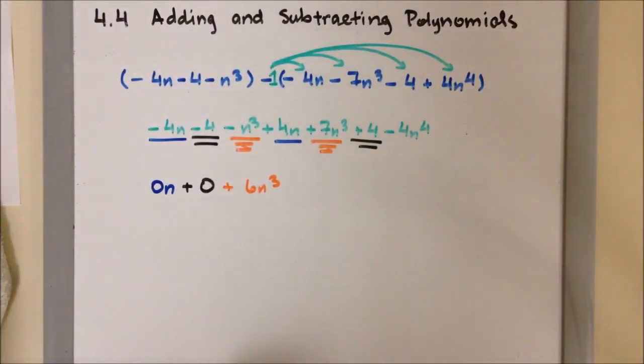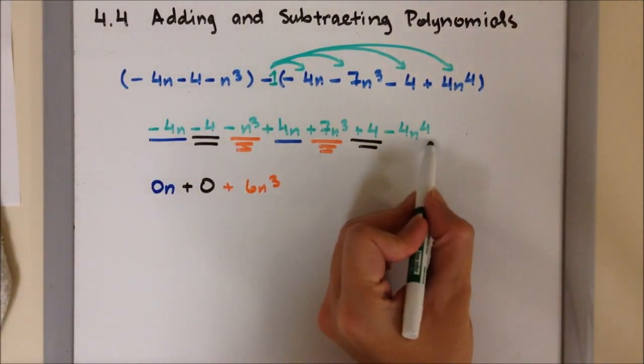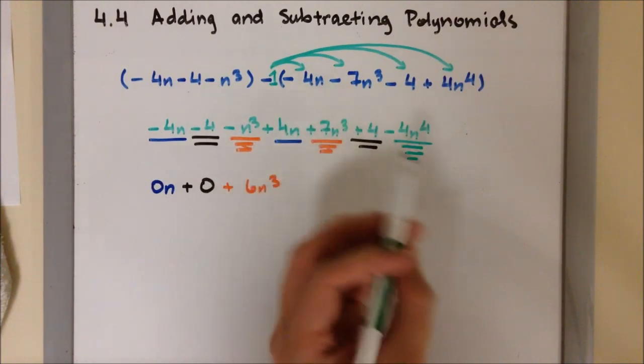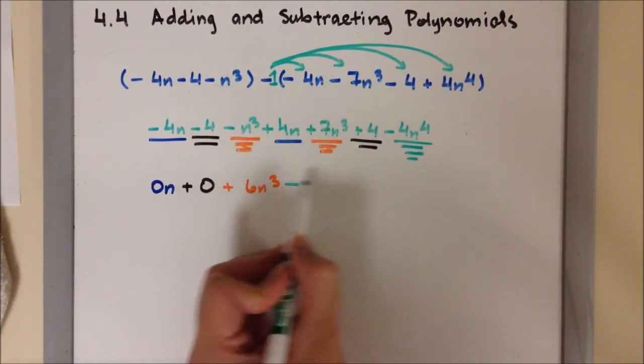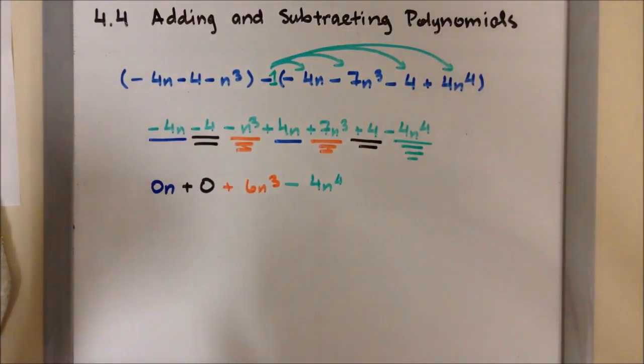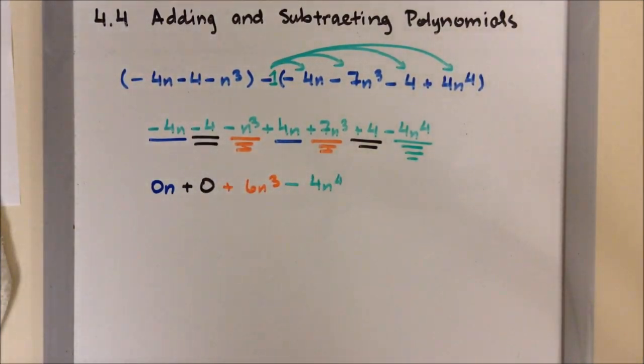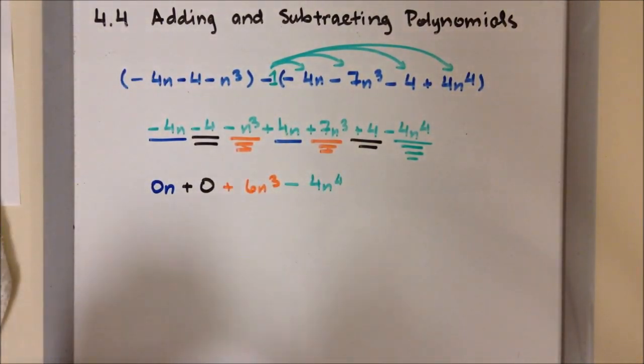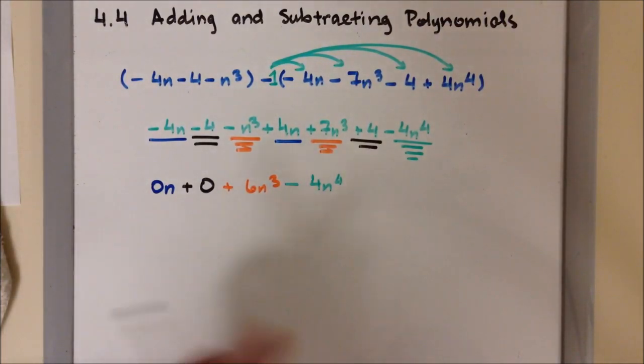And then last is the n to the fourth. There's no more n to the fourth, so I'll bring this one down. So negative 4n to the fourth. So I finished combining like terms. Next, I'm going to put my numbers, my variables, and my exponents in order. Or should I say, my terms are in order.